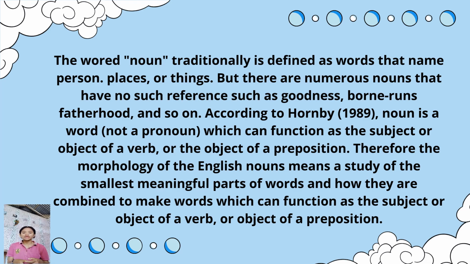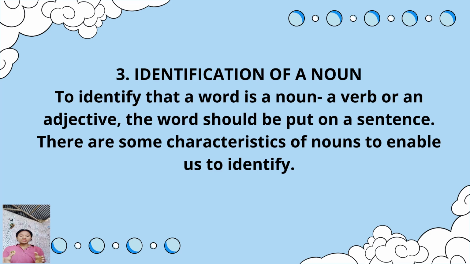According to Hornby, a noun is a word, not a pronoun, which can function as the subject or object of a verb, or the object of a preposition. Therefore, the morphology of the English noun means a study of the smallest meaningful parts of words and how they are combined to make words which can function as the subject or object of a verb, or the object of a preposition.